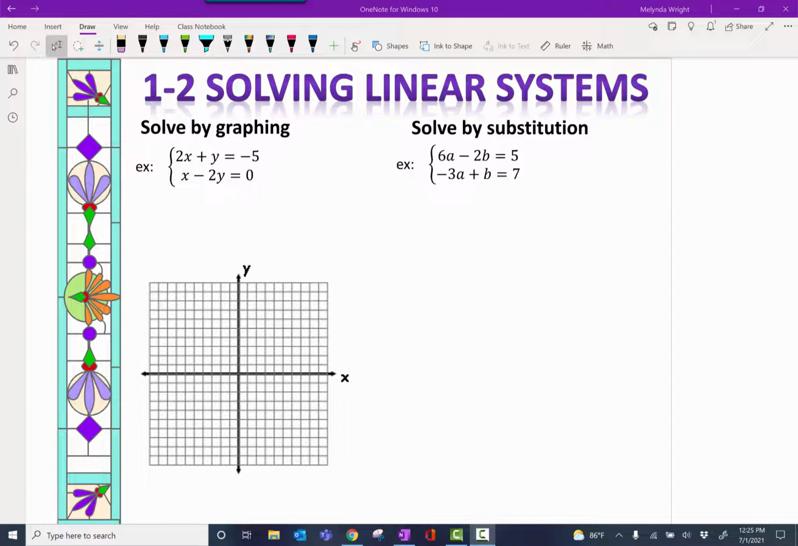All right, let's take a look at our lesson on solving linear systems. This also should be a review. So we're just going to do one of each of the three different types of solving.